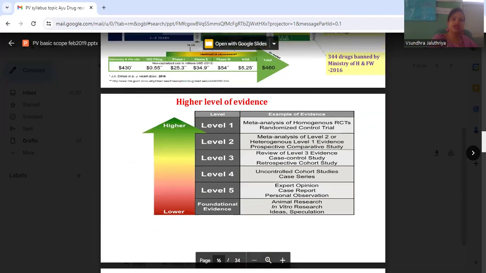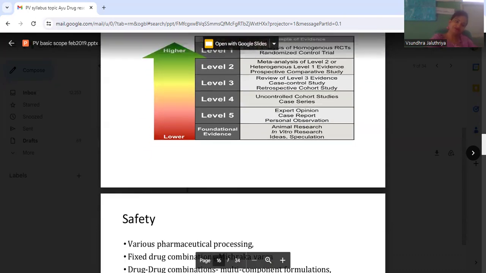Higher levels of evidence. Level 1 is meta-analysis of homogeneous studies and randomized controlled trials. Level 2 is meta-analysis of level 2 and heterogeneous evidence, prospective comparative study. Level 3 is review of level 3 evidence, controlled study, retrospective cohort study. Level 4 is uncontrolled cohort study and case series. Level 5 is expert opinion, case report, personal observations, fundamental evidence, animal research, in vitro research, and speculations.